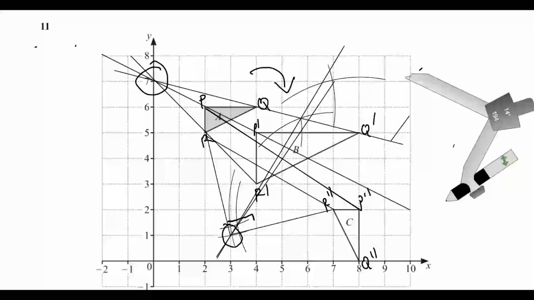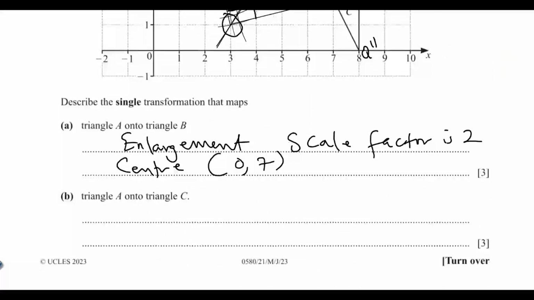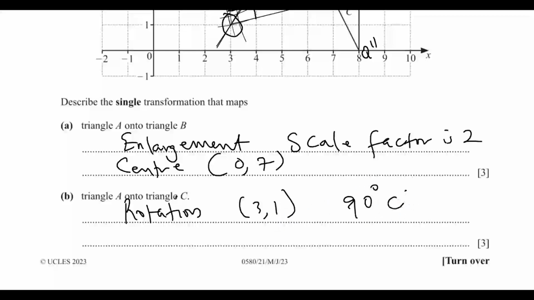So you don't need to use the protractor once you are pretty good at it. I'll write the name of the transformation, which is rotation. Then the center is (3, 1) and it is 90 degrees clockwise.